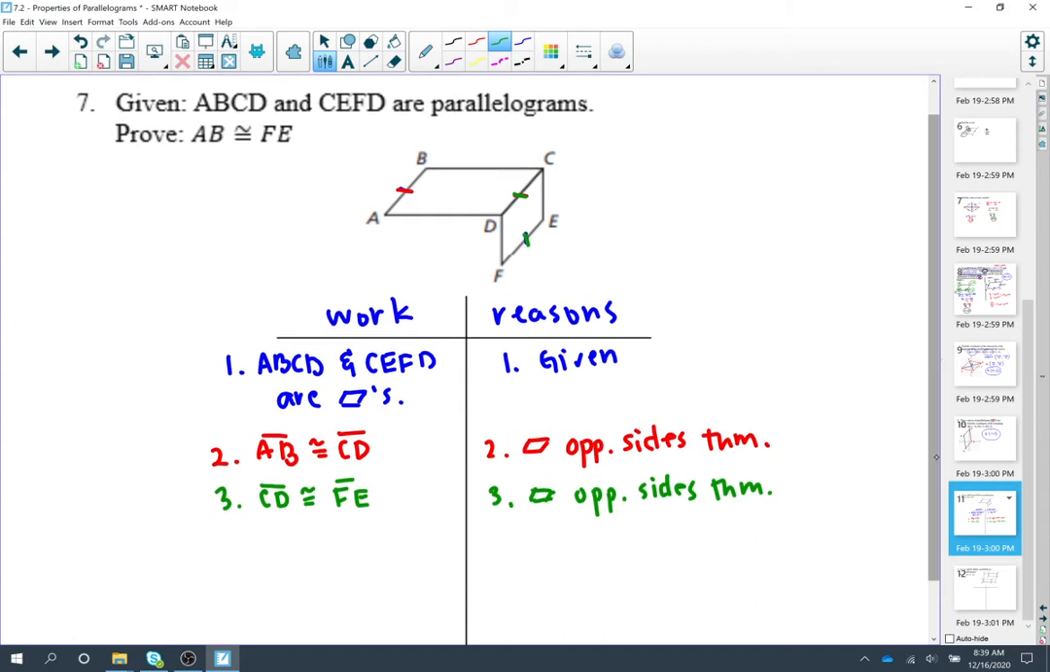So 2 statements, now we're going to connect them, and I'm going to take 2 and 3 and connect them into statement 4. So if AB is the same as CD and CD is the same as FE, then I can say that AB is the same as FE. And that is the transitive property.